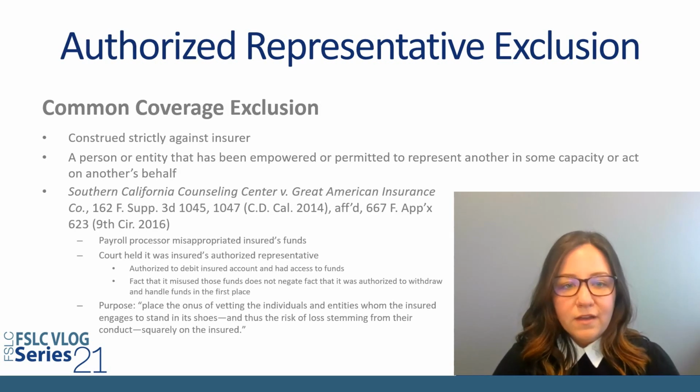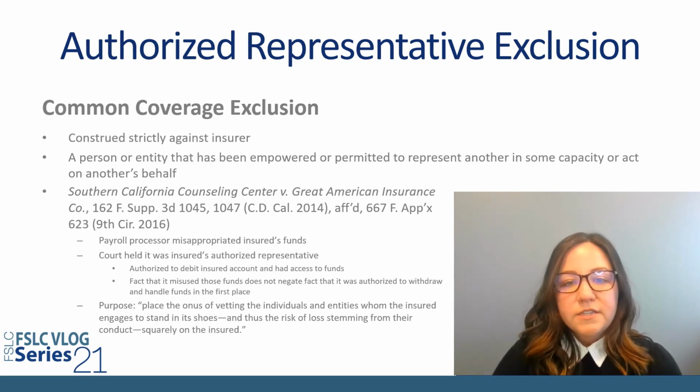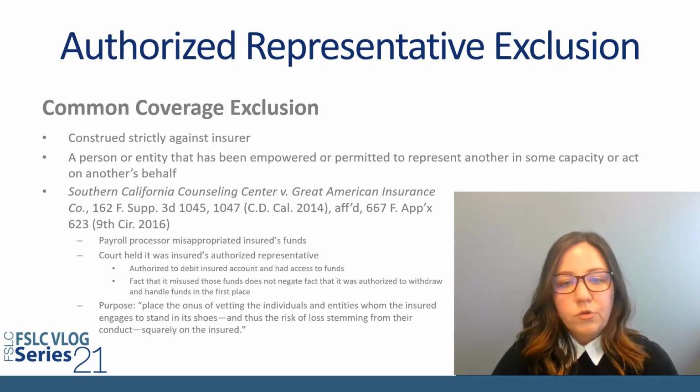The last thing we're going to talk about is the authorized representative exclusion. This is a common coverage exclusion in fidelity policies. The term authorized representative is often undefined, so courts have relied on dictionary definitions to determine that the exception's plain meaning excludes a person or entity that has been empowered or permitted to represent another in some capacity or act on another's behalf.